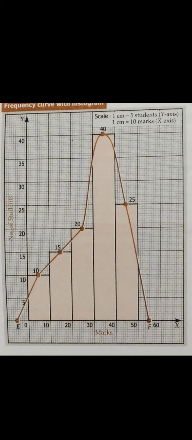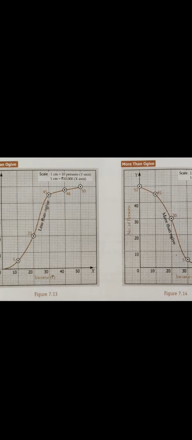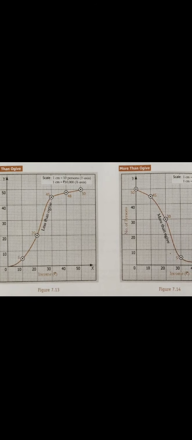So after the frequency curve, the last one is ogive. We plot less than and more than ogive like this, and this is one of the ways of frequency distribution presentation on graph paper. And when we solve the numericals, you will learn how to plot less than and more than ogive. So ogive is a cumulative frequency.